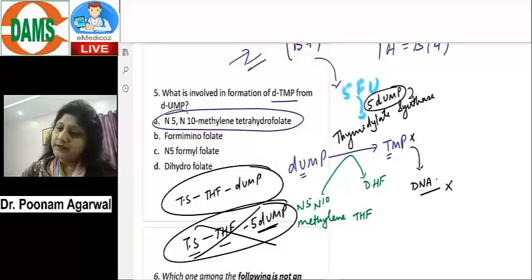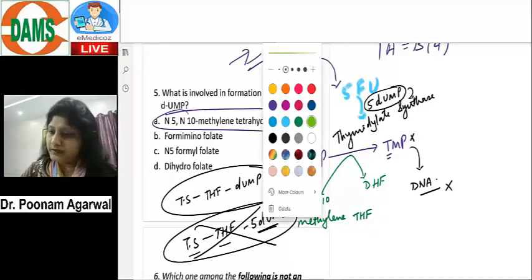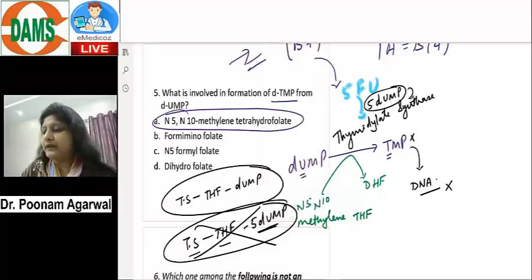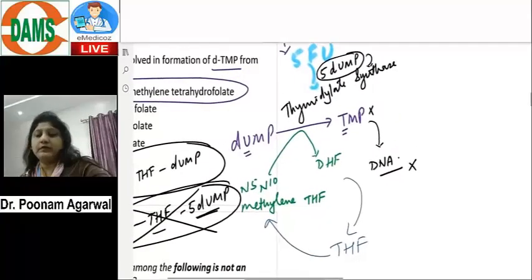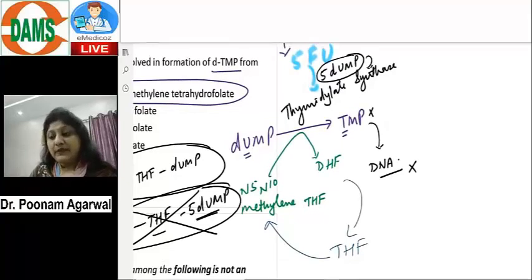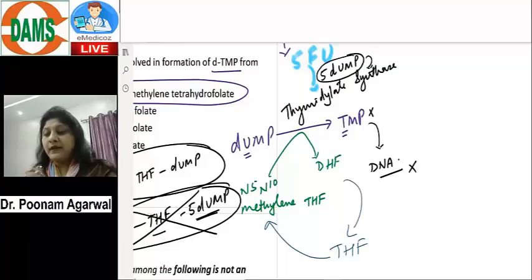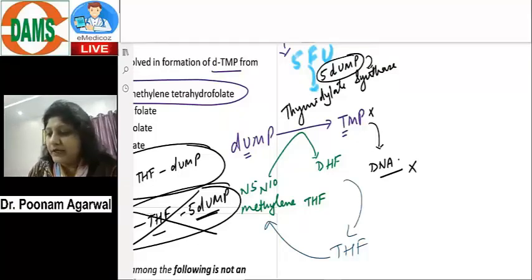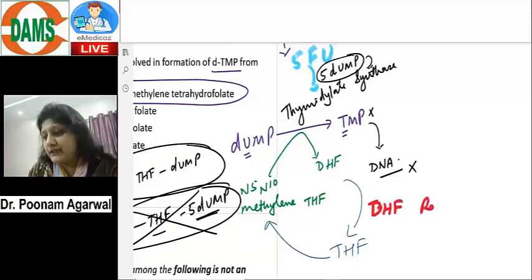And to further add on to this knowledge, I would like to tell you something important: this DHF is converted to THF, and this THF is converted to N5N10 methylene tetrahydrofolic acid. This is how the recycling of N5N10 methylene tetrahydrofolic acid takes place during normal synthesis of TMP in pyrimidine nucleotide biosynthesis. Now, if you ask me the enzyme which is needed to convert DHF to THF, it is DHF reductase enzyme.